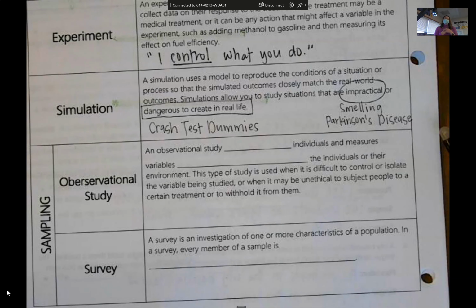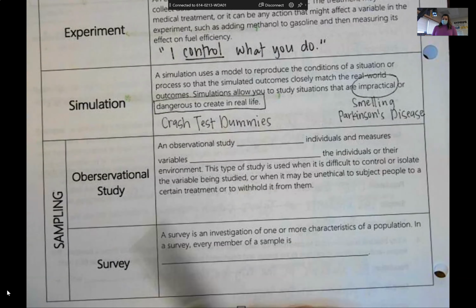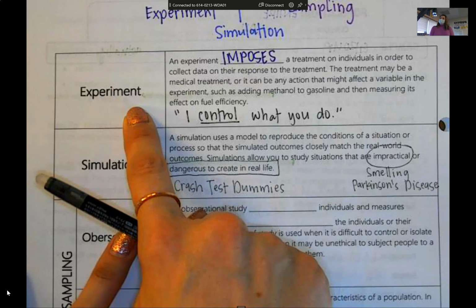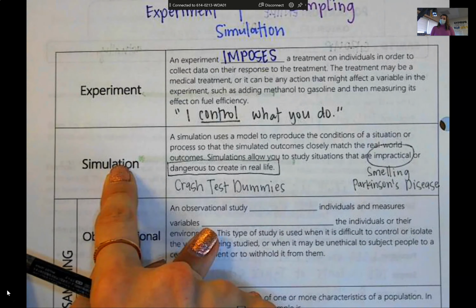And if our simulation tells us that Joy might really be able to smell Parkinson's, we would move forward with something a little bit more powerful, like an experiment or an observational study. So first one is an experiment, second one, simulation. Then our last two are what this unit is on, and it's called sampling.